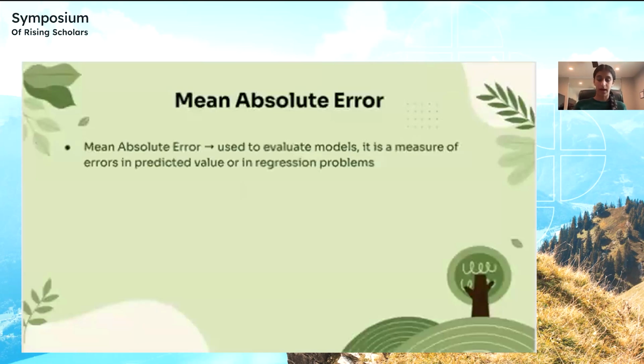In order to evaluate the accuracy of our predictions, we graphed the mean absolute error, which is a measure of errors in predicted values. The graphs of the mean absolute error compare the true and predicted values on the graph.